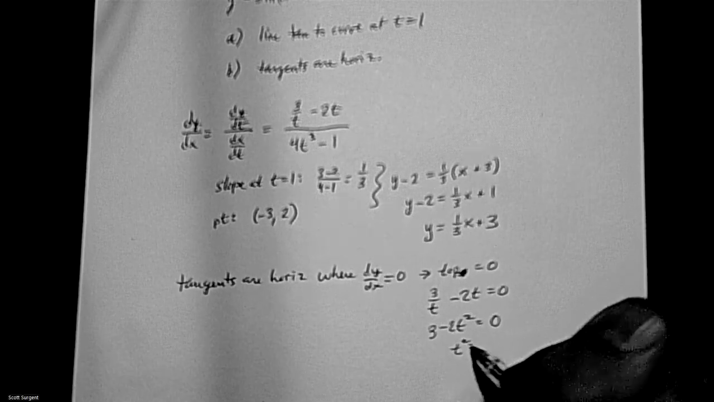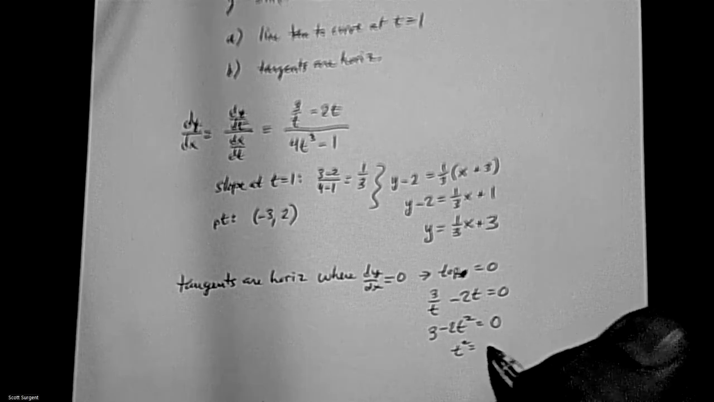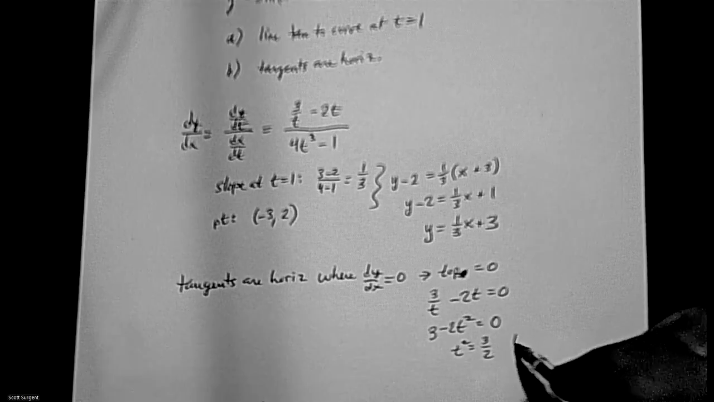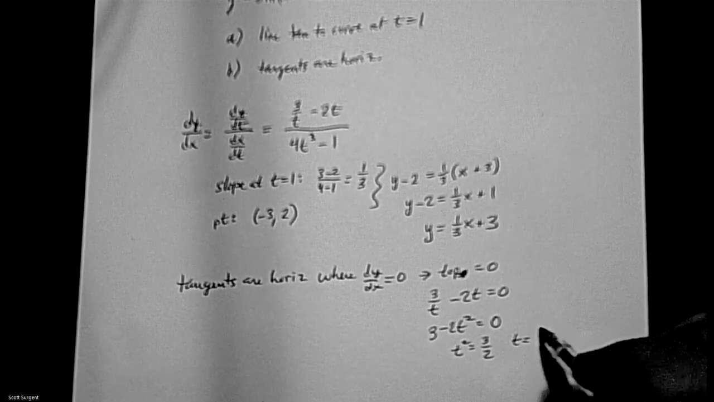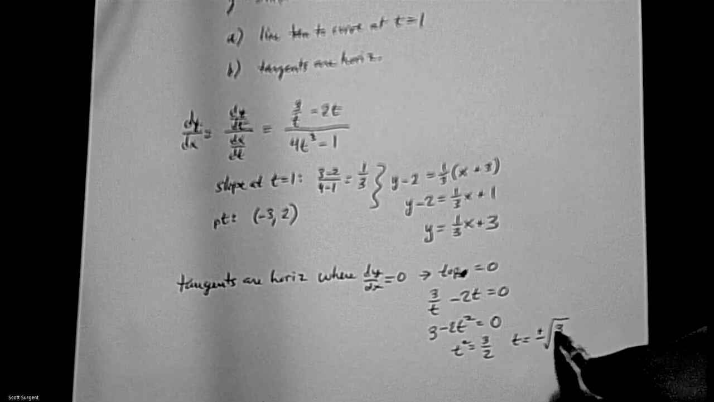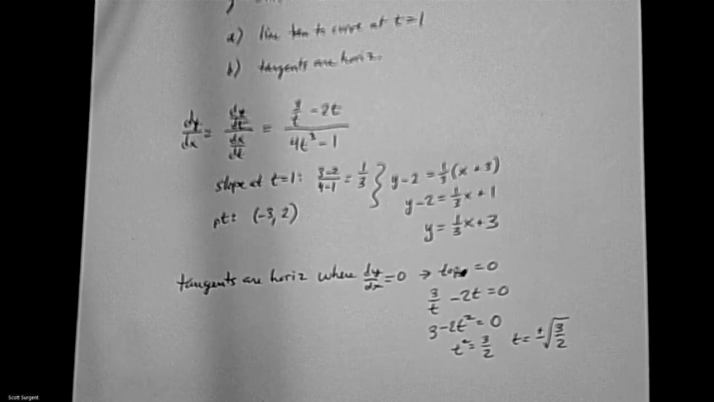So t squared is, what's that going to be? 3 over 2. So t is going to be plus and minus radical 3 over 2. I think that's all it wanted. Let me go back to the question. Okay, yep, it worked. All right, so that's how you do the first one.